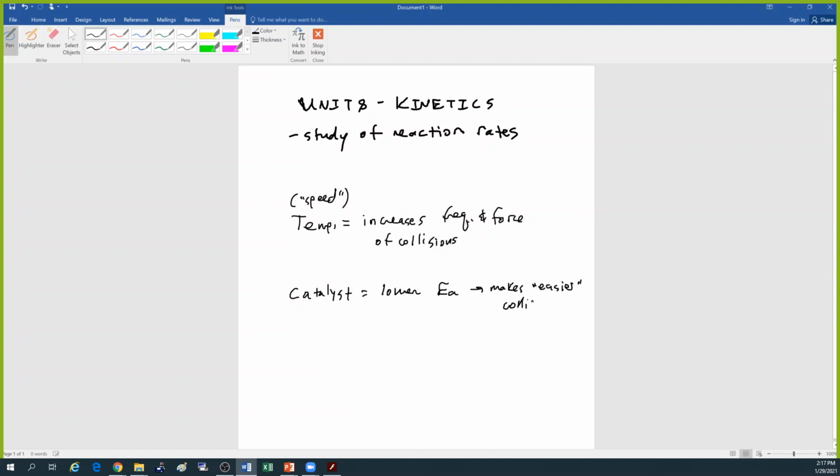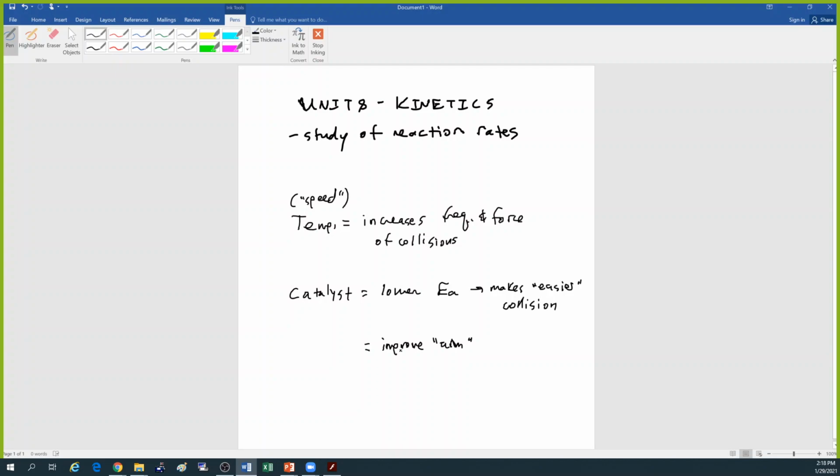Meaning that it provides a new collision pathway, like a new sequence of collisions that makes it easier to happen. Or two, it can improve the aim of the reaction, meaning it can hold molecules in a specific orientation and as a result make them more susceptible to attack. That's what mostly the enzymes in your body do.